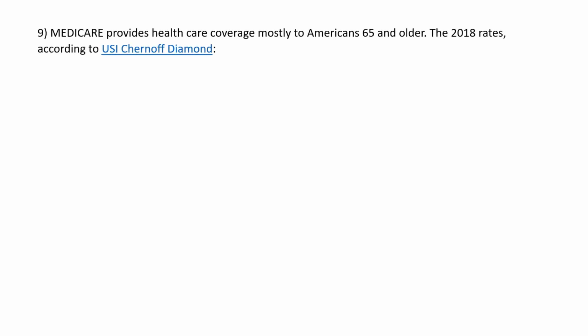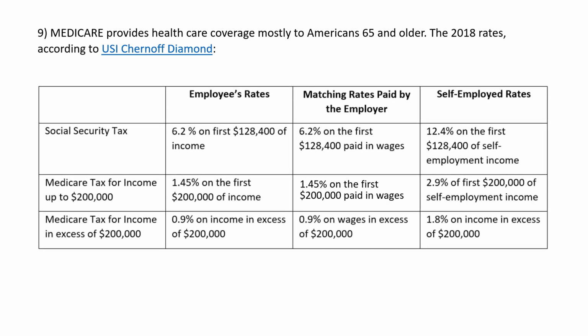Medicare provides health care coverage mostly to Americans 65 and older. The 2018 rates, according to USI Chernoff Diamond, are presented in this table. Let's note 6.2% for both the employee and the employer rates for the first $128,400, and for self-employment it's 12.4% because you pay for it yourself. You're the employee and the employer.